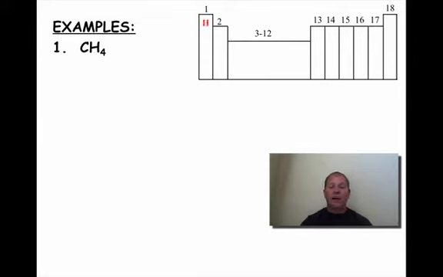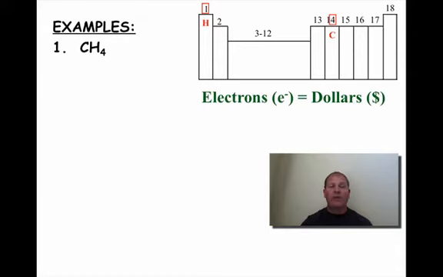So first of all, in this compound, methane, CH4, we have hydrogen. We have 4 of them. Hydrogen's in group 1, so each hydrogen brings in 1 valence electron. So you have a total of 4 valence electrons from your H4. Then you have carbon. Carbon's in group 14, and everything in group 14 has 4 valence electrons. So carbon brings in an additional 4, so we have a total of 8 electrons to be able to work with.